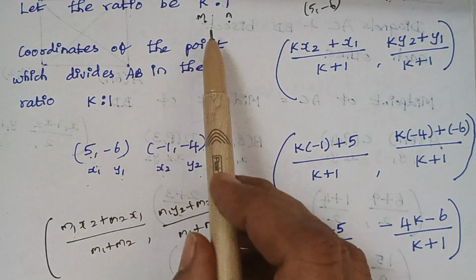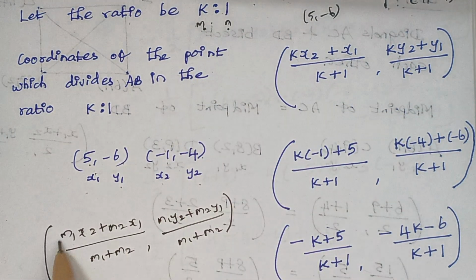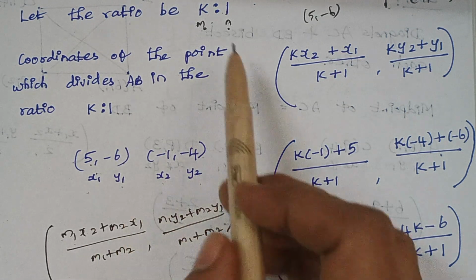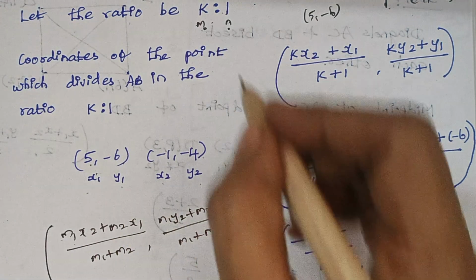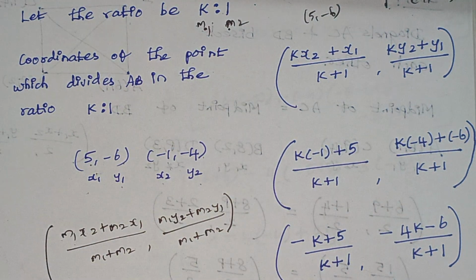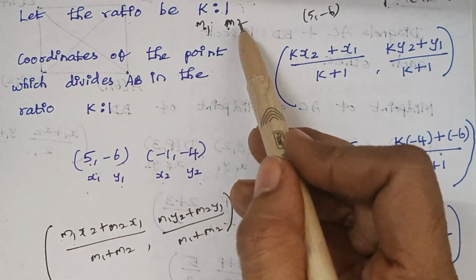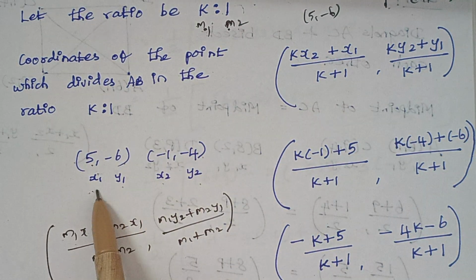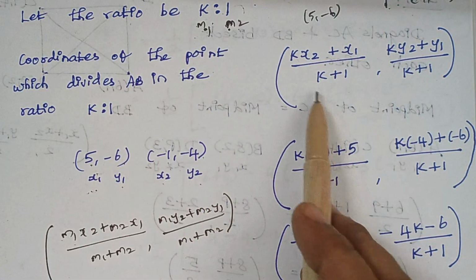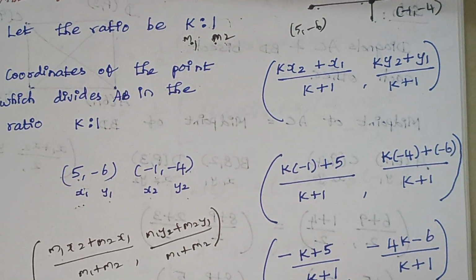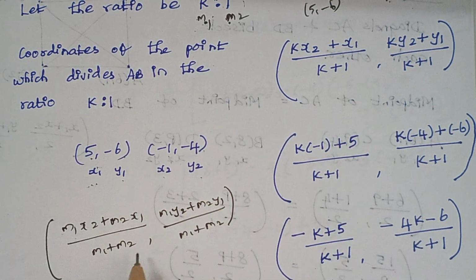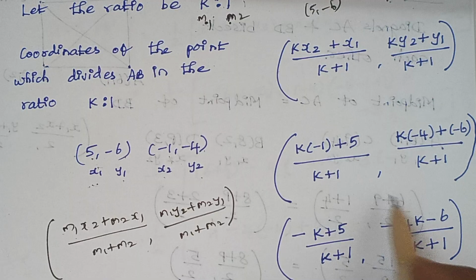So m1, what is m1? Our m1 is k. So k into x2 is minus 1, right? Plus what is m2? Sorry, here it is m1, m2. I have written it as m, sorry. So here m2 is 1. 1 into what is x1? It is 5 divided by m1 plus m2. So here it is k plus 1. So this is what is written here, right? No need for this formula separately. You can write this basic formula and you can substitute the terms into it.